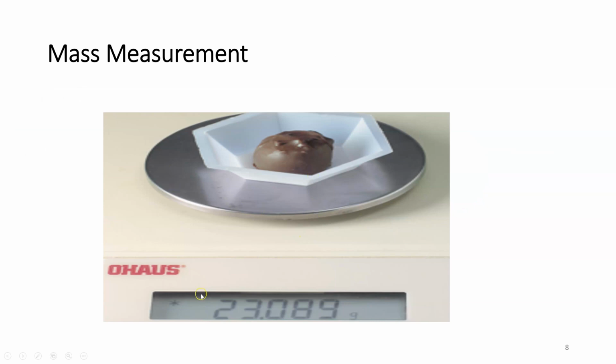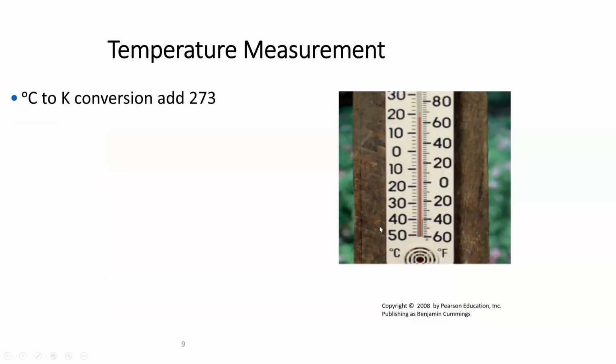For mass, of course, we use a balance, and this is a pretty accurate one because it measures all the way to the thousandth place. For temperature, we're going to be measuring in Celsius and Kelvin, and you need to understand how to go between Celsius and Kelvin. To go from Celsius to Kelvin, add 273. So for example, 300 degrees Celsius is equal to 573 Kelvin.